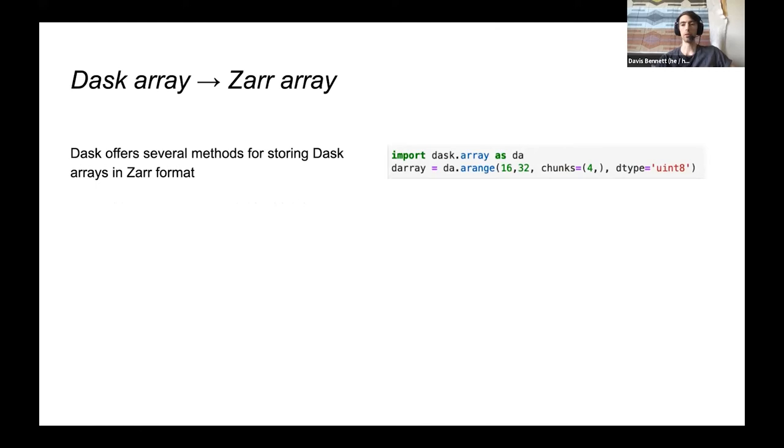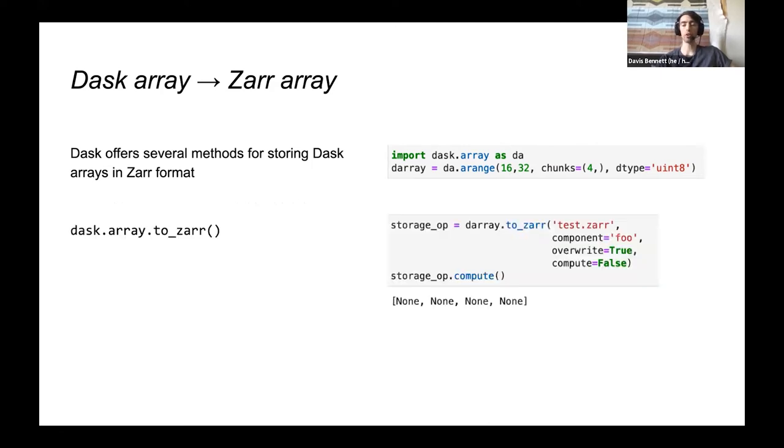So, Dask and Zarr interoperation. Dask offers a variety of methods for storing Dask arrays in Zarr format. So here I'm going to make a Dask array. It's 1D, has a chunk size of 4. It's slightly different values than before, but it's basically a linear range.